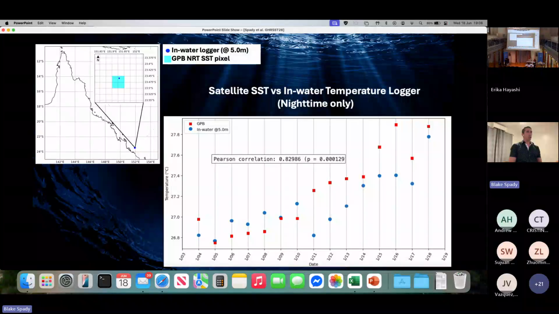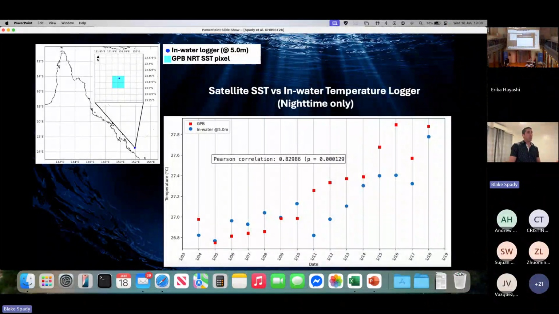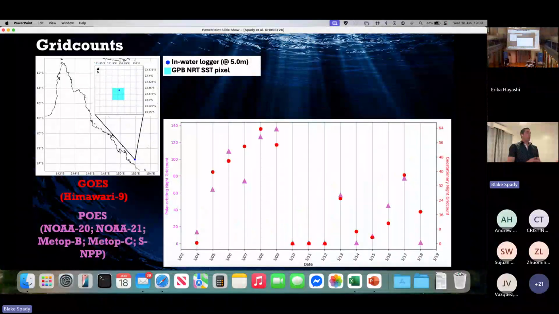So first, just looking at the satellite SST pixel compared to in-water temperature loggers, we can see that there's a fairly strong correlation here. It's not amazingly strong. It's not the best in the world, but this is just one small example, and it's pretty typical of what we might see with any random point in time there. And so what we want to do is look at these grid counts.